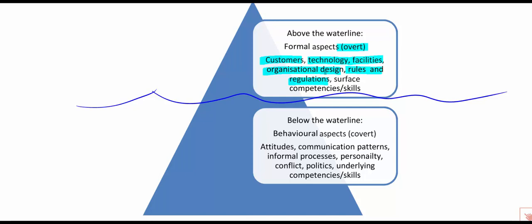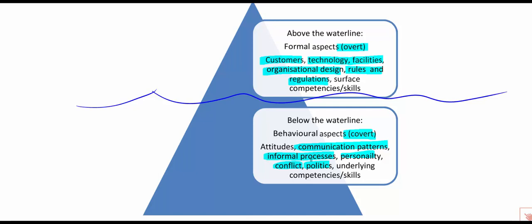However, it's really important that we don't just focus on those overt aspects. We really need to think about those things that you can't always see, so the things that are below the waterline. So we may have an organisational chart, but how do people actually communicate? And whilst we have formal processes, what really happens on a day-to-day basis? What are people's personalities? Are there lots of conflict? What games are people playing in terms of power?